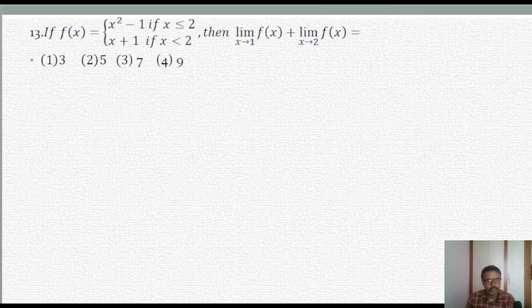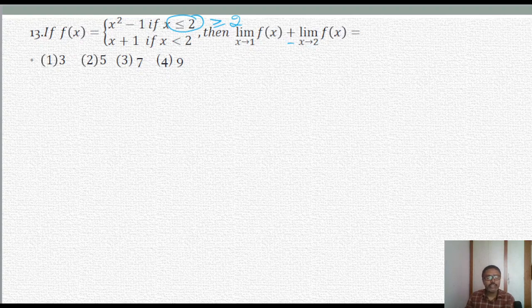Now the next question is on limit. Very easy and straightforward question. One mistake is there in this question. The condition here is greater than or equal to 2, not less than 2. Let us go with now two limits they are asking us to find: limit of f of x as x tends to 1 and limit of f of x as x tends to 2.